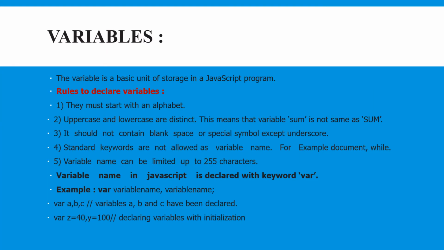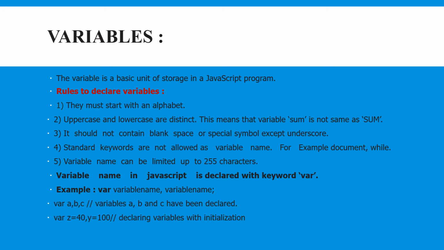Now variables. There are two things: one is constant and one is variable. The constant means whose value is fixed. It doesn't change. But a variable's value can always change. The variable is a basic unit of storage in a JavaScript program.